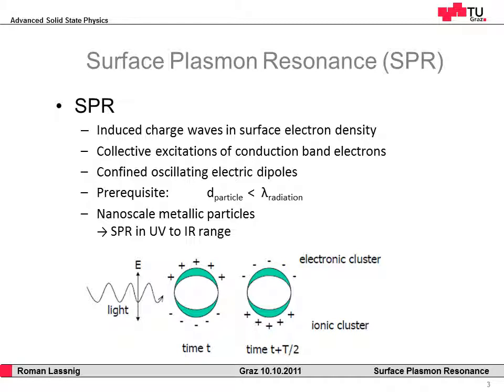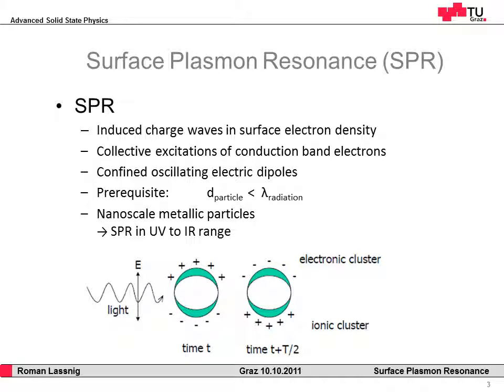Okay, what is surface plasmon resonance? As you can see from the name, it's a resonance phenomenon. So something gets excited by usually light waves, and then you get a resonance behavior. By shining light on usually small metal particles, you induce charge density waves in the surface electron density, and by this way you excite the whole electrons that are able to move, so usually the conduction band electrons of the particle. Then the light wave goes through and the now displaced electrons start to oscillate. So you get a confined oscillating electric dipole that's re-emitting light. That's a resonance then.